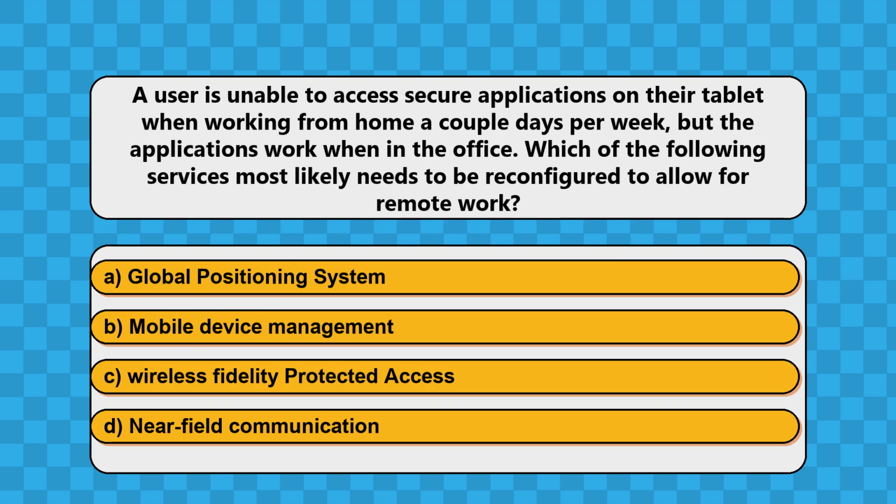Question 3. A user is unable to access secure applications on their tablet when working from home a couple days per week, but the applications work when in the office. Which of the following services most likely needs to be reconfigured to allow for remote work? Option A. Global Positioning System. Option B. Mobile Device Management. Option C. Wireless Fidelity Protected Access. Option D. Near-Field Communication.